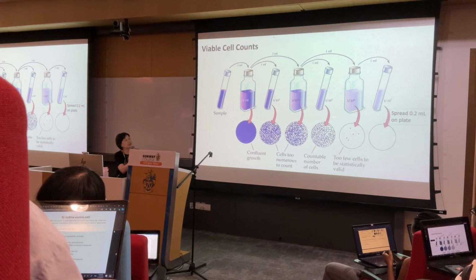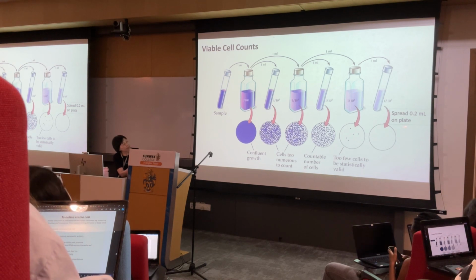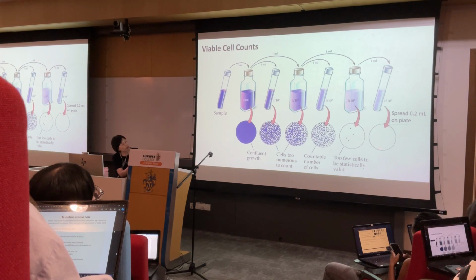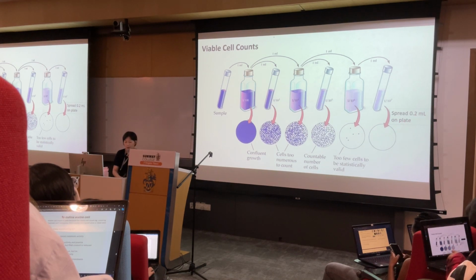That's why you do a serial dilution. Otherwise, there is no way that you can count with this amount. And of course, this is a 1 in 10 dilution, this is a 1 in 100 dilution. And each of them has a dilution factor that has been calculated. And this is important too, because the volume that you spray on the plate is also important, because this number is reflected by how much you spray on the plate. This is 0.2 milliliter, which is 200 microliters.